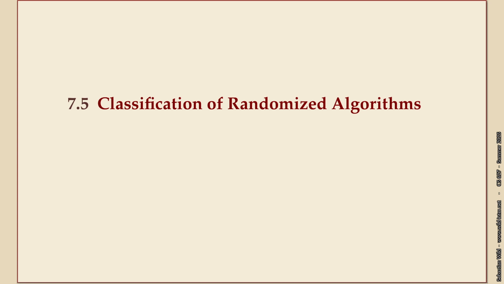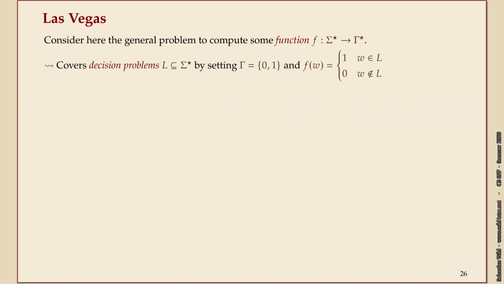In the next section, we'll look at some classification for different types of randomized algorithms, how you can use randomization. And that will also influence a bit how easy they are used for certain applications. Let's start with the easiest one, the Las Vegas algorithms.